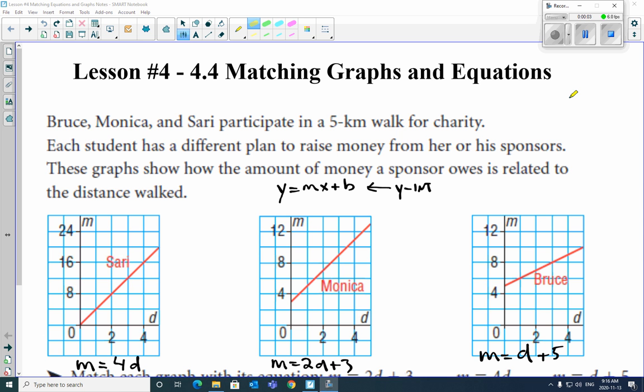Okay, so this is 4.4 matching graphs and equations. What I'm going to do is go through just the first 2 pages here for examples, and then you're going to do the rest of the booklet on your own just for practice.